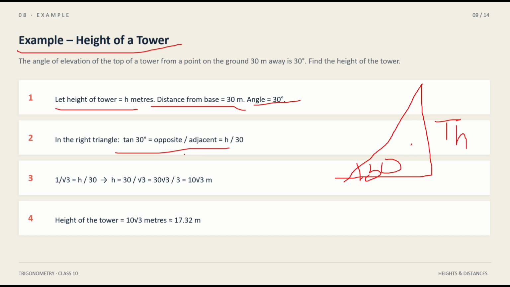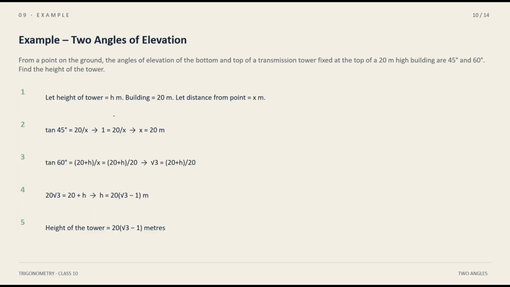Tan 30 is equal to opposite by adjacent. Tan 30 is equal to h by 30. Here this is 30. After calculating, the height of the tower is 10 root 3 meter, that is 17.32 meter.